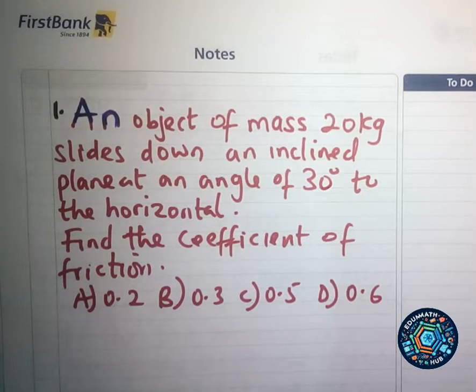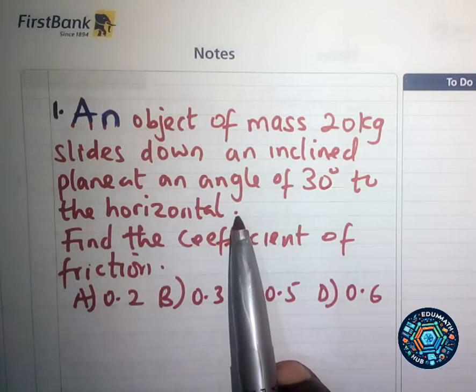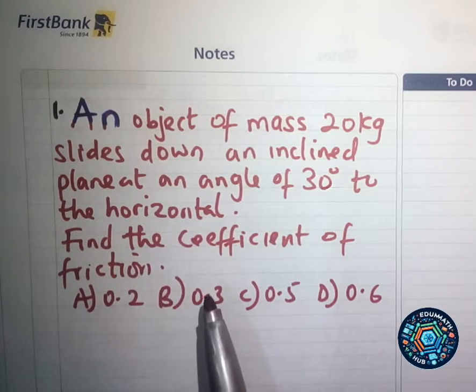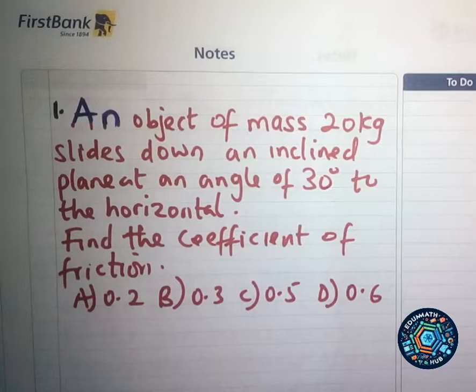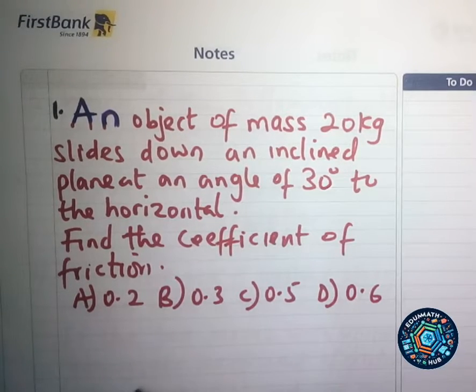So the first question here is: an object of mass 20 kg slides down an inclined plane at an angle of 45 degrees to the horizontal. You have to find the coefficient of friction. If you watch the previous video, I implore you to watch that video so you can really understand this better. The body is on an inclined plane, so let's draw the inclined plane.